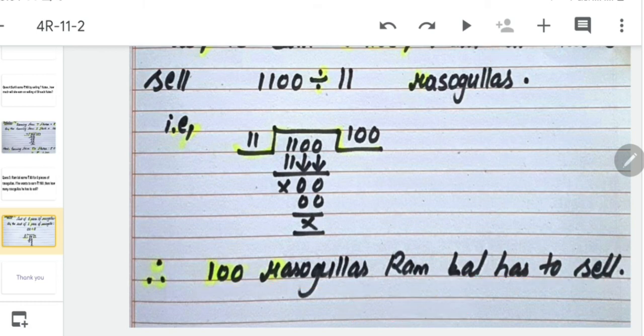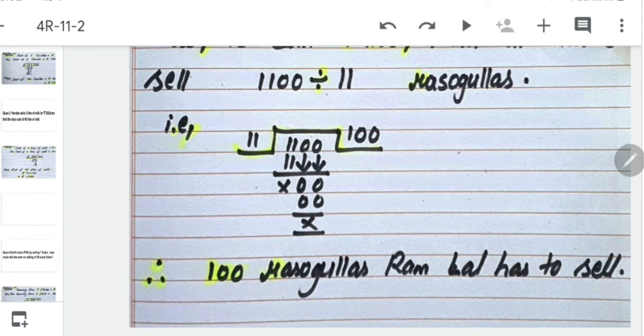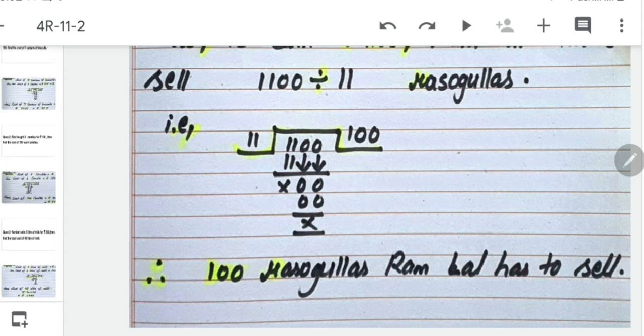Okay class, so the questions of today's class are quite easy. I hope you all get all types of questions very well. What you have to do today, you have to practice these questions or kind of these questions in your home again and again.